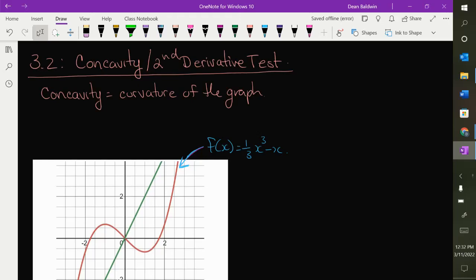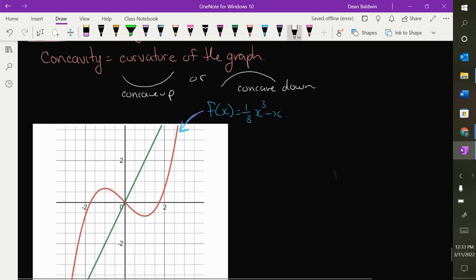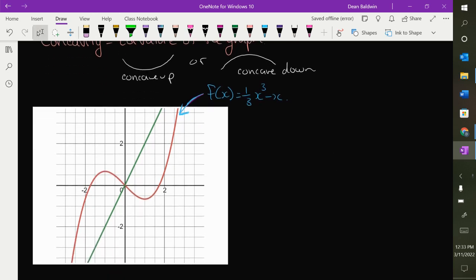Everybody, we're on 3.2, concavity and the second derivative test. Concavity talks about the curvature of the graph. There are two types: concave up, which means the graph looks something like a bowl, or concave down. Concave up, concave down.